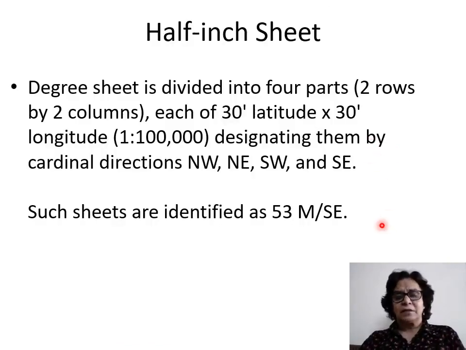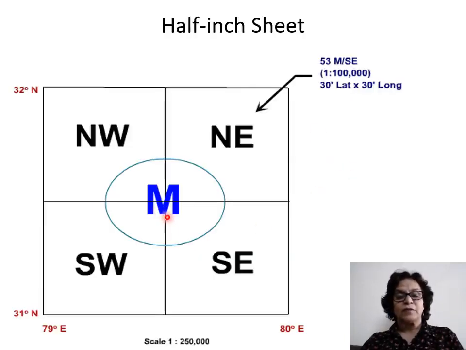Then we have another subdivision of the degree sheet itself, which instead of being divided into 16 parts, is divided only into 4 parts. So each will have a latitudinal extent of naturally 30 by 30, because 60 divided by 2 is 30. And here the directions are taken: northwest, northeast, southwest, and southeast. Such sheets are identified as 53M by southeast. So here this is 53M. It is divided only into 4 parts.